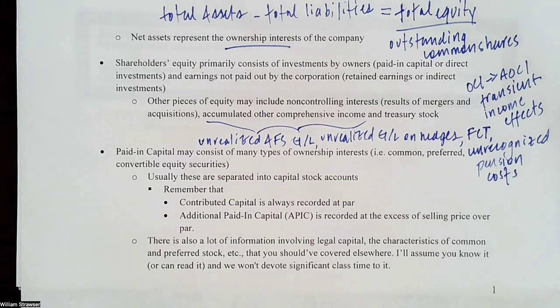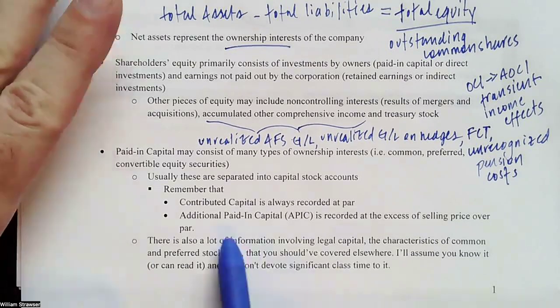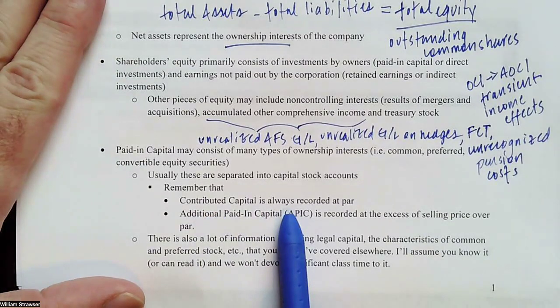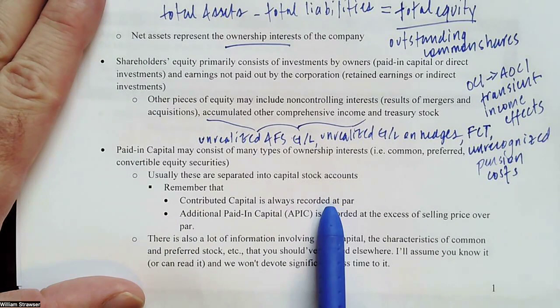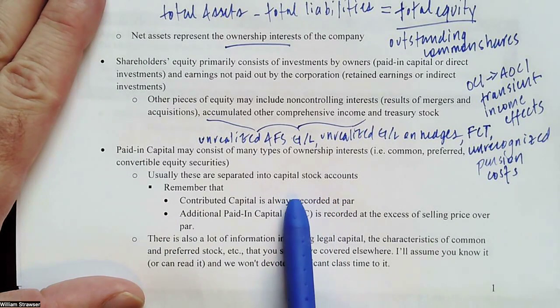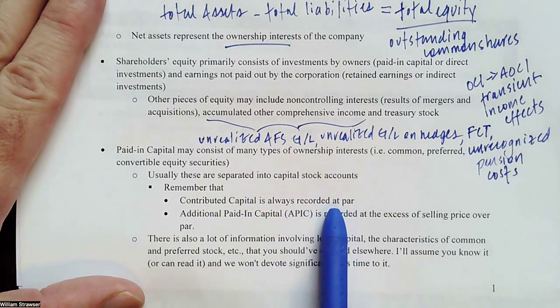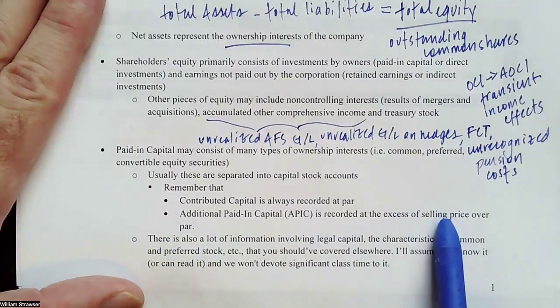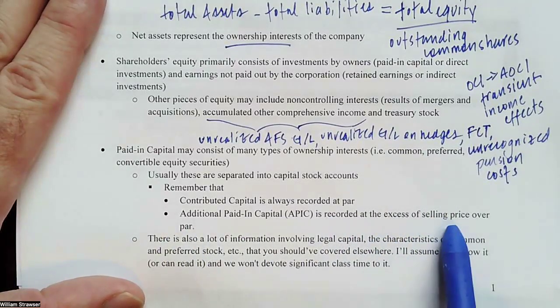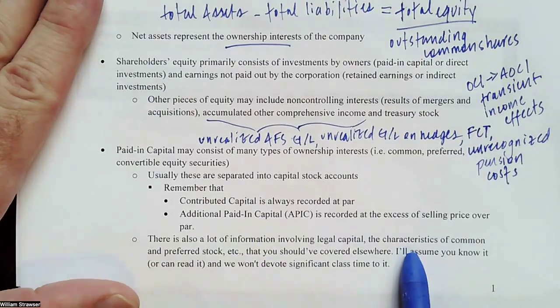But remember that we separate out. We really do. When we are recording stock, we put this into two accounts. The contributed capital piece is always recorded at par. So we have a par value that restricts the amount that we can record as common stock or preferred stock. Any amount that we sell the stock over that par value is additional paid in capital. It's the excess of selling price over par.